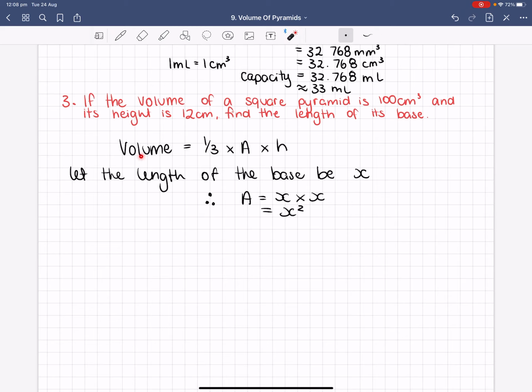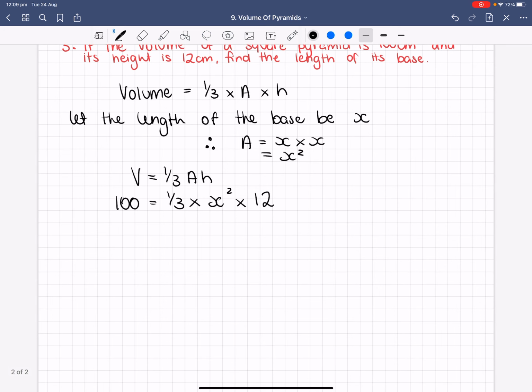We already know the volume is 100, so using our formula, we know the volume is 100 centimeters cubed, and it's 1/3 times the area of the base, which is x squared, times the perpendicular height, which we know is 12. Now what we've done is we've just created an equation. Instead of saying let it equal x, you could have just said 100 equals 1/3 times A times 12. That wouldn't have mattered.